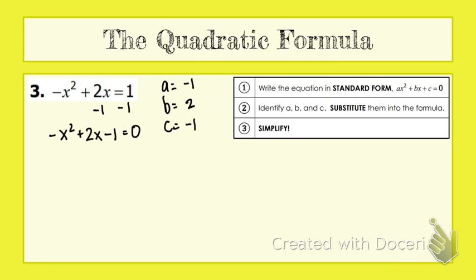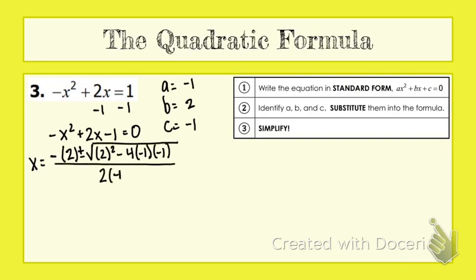So we are going to plug these into our quadratic formula. X is equal to negative B, and B is 2, plus or minus the square root of B squared minus 4 times A times C, all over 2 times A. So first we're going to evaluate this stuff inside the square root because that is just easier. So 2 squared is 4, and then negative 4 times negative 1 is negative 4. And 4 minus 4 equals 0.